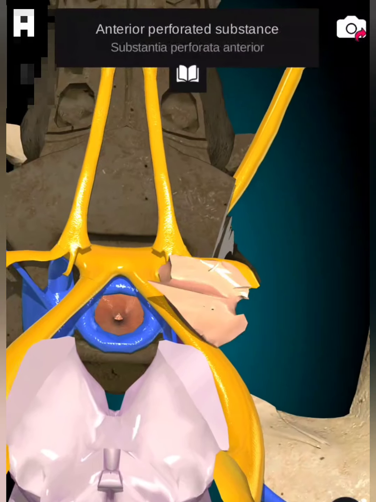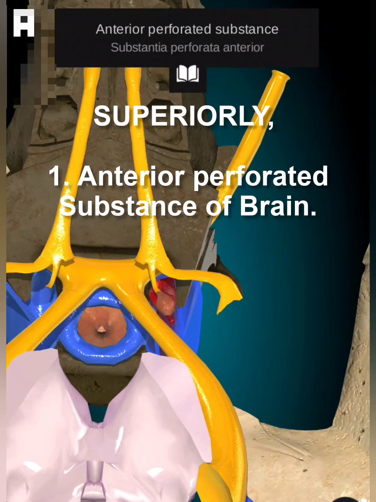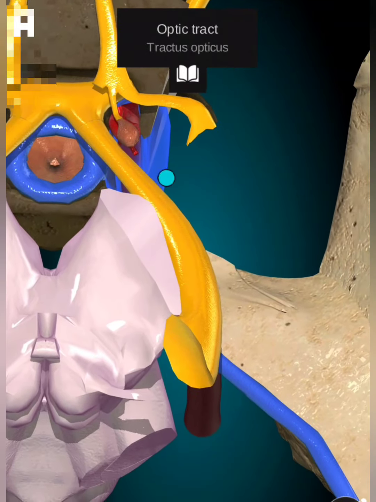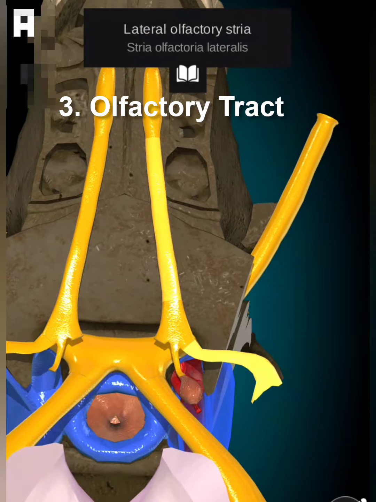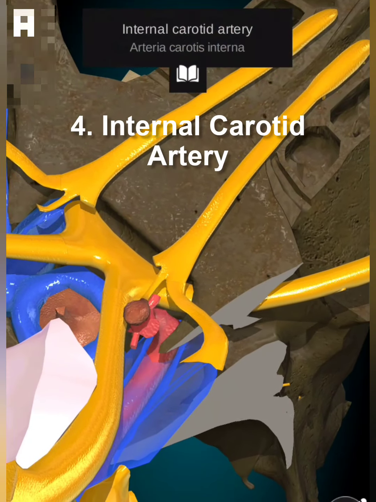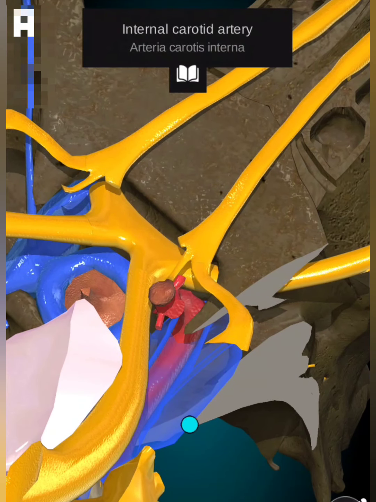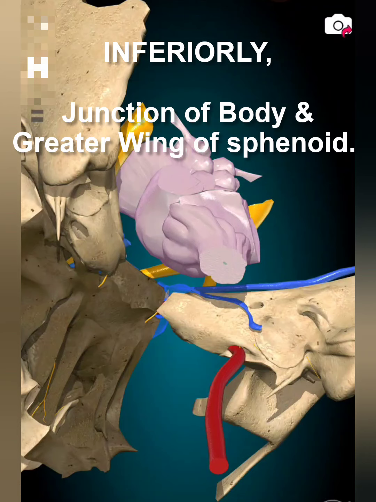Let's see the superior relations of the sinus. We have the anterior perforated substance of the brain here. Also, we have the optic tract, the olfactory tract, and the internal carotid artery. They all pass superior to the cavernous sinus. Inferiorly, we have only the presence of the junction of the body and greater wing of the sphenoid bone, which you can see here in the inferior view.